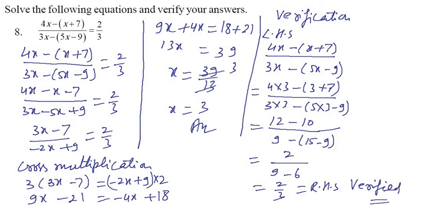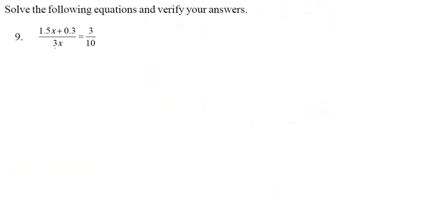So you can do it very well. Now come to the last question of this exercise. So let us see how to do this. So 1.5x plus 0.3, divided by 3x, is equal to 3 by 10. Now do the cross multiplication.